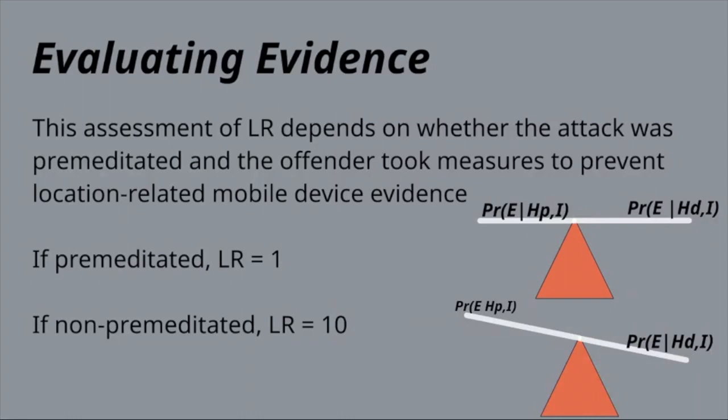If the crime was premeditated and the offender took measures to prevent location-related mobile device evidence from being generated, then the prosecution hypothesis and the defense hypothesis are equally valid. There's no value in the evidence under either hypothesis. In this situation, the likelihood ratio is 1.